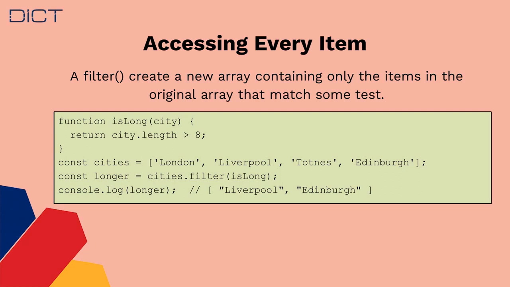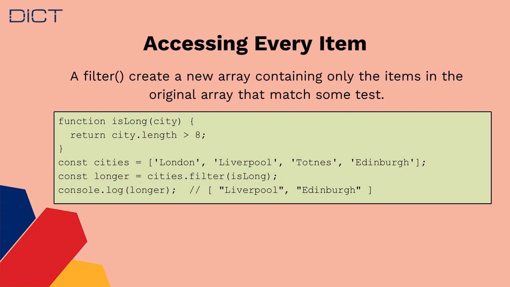Then we have an array of London, Liverpool, Bristol, and Edinburgh. We have const longerCities equal to cities.filter, so all the cities that have a length greater than 8. We have Liverpool and Edinburgh, meaning to say those items match the condition, their length is greater than 8. Okay, so that is the use of the filter.